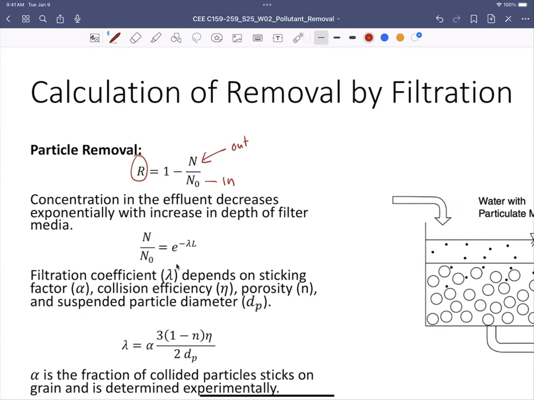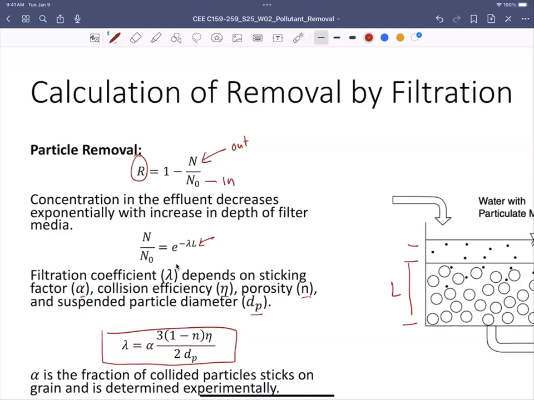It turned out this removal fraction, or the percentage of particles removed or remaining in the effluent, depends on this factor. L is the depth of media, and lambda is basically a filtration coefficient, and that filtration coefficient depends on many factors, one of which is the sticking factor, which is alpha, and collision efficiency, and porosity, and suspended particle diameter. So this filtration coefficient can be predicted based on this.